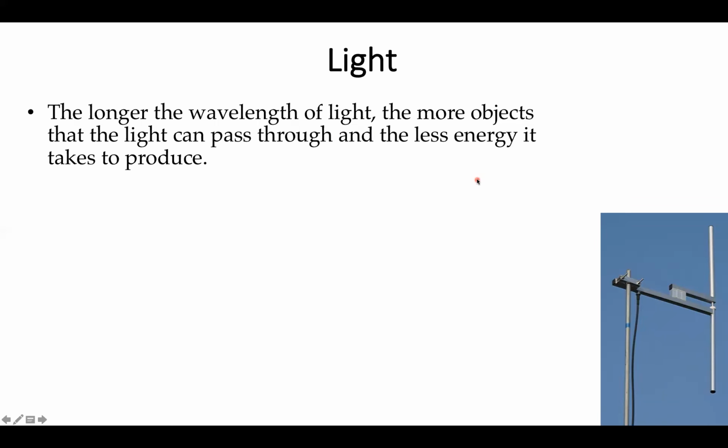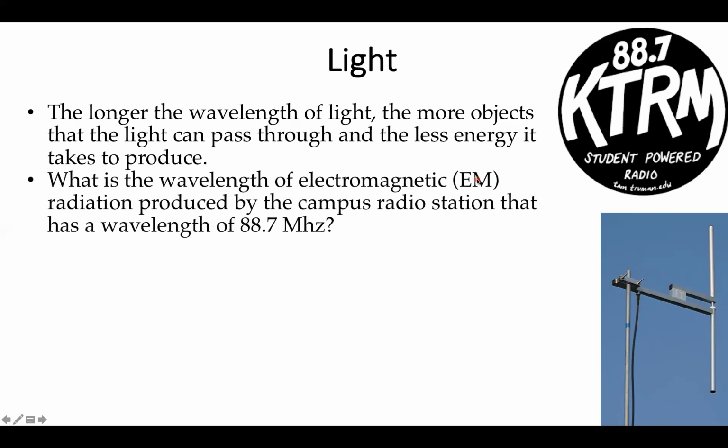Now, one of the important things is that light doesn't just apply to visible light. It applies to anything on the electromagnetic spectrum. So this also includes good old-fashioned FM radio. It turns out that those call signs you know from radio actually have a real purpose. For example, the local campus radio is 88.7. What that actually means is that the radio signal is produced at 88.7 megahertz. So what kind of wavelength is that?